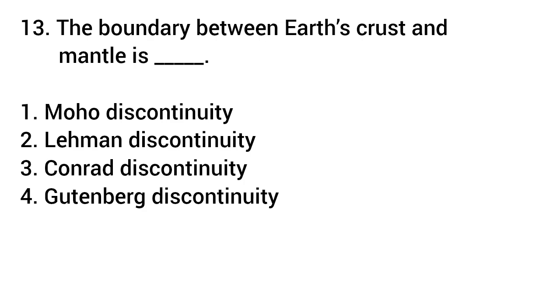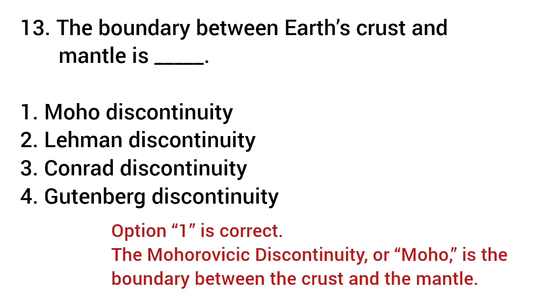The boundary between Earth's crust and mantle is. Answer. Option 1 is correct. The Mohorovicic discontinuity or Moho is the boundary between the crust and the mantle.